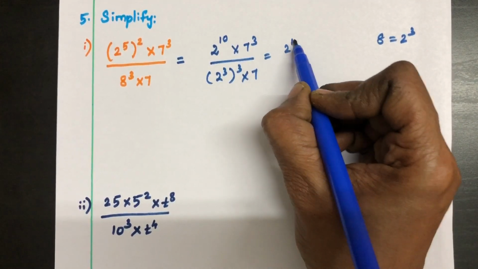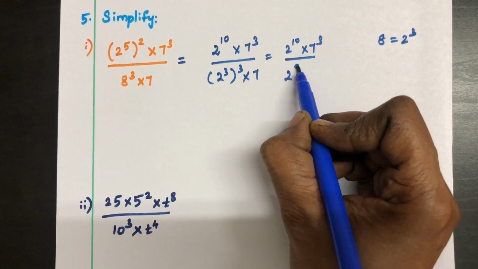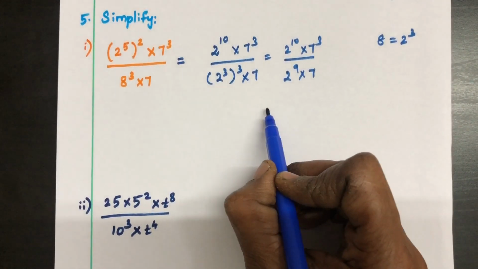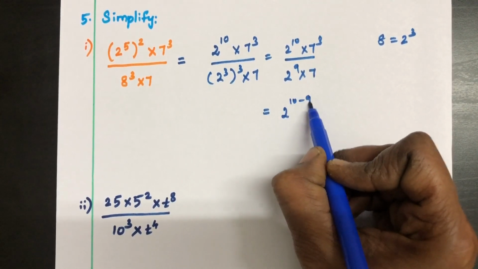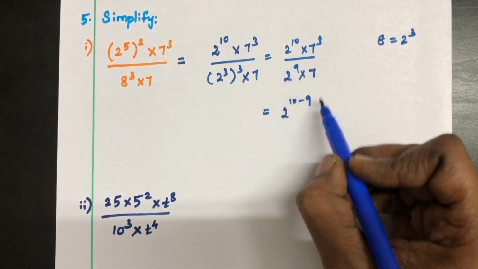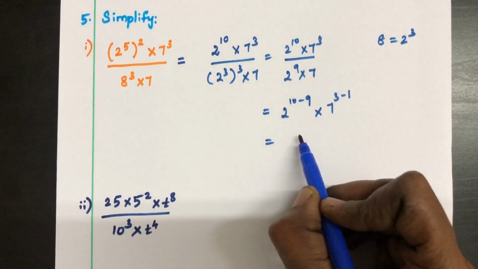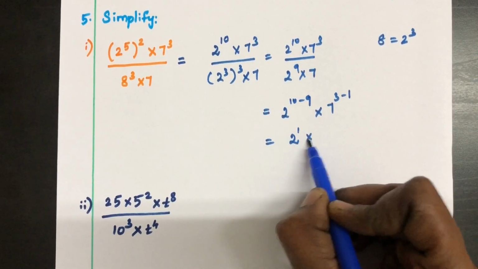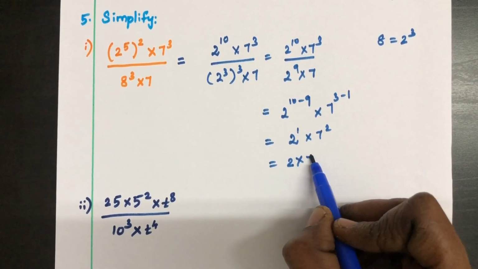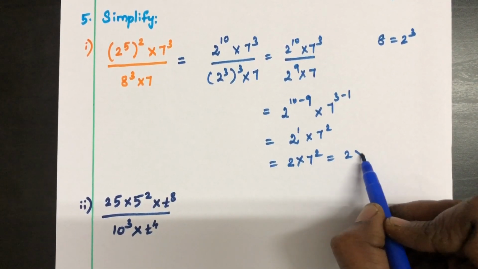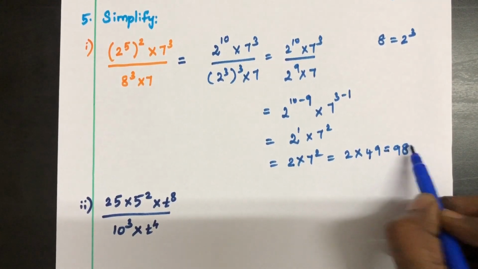This is 2 power 10 into 7 cube divided by 2 power 9 into 7. See, in division, if the bases are equal, we can subtract the powers. So, 2 power 10 minus 9 into 7 power 3 minus 1, which is equal to 2 power 1 into 7 power 2. This is 2 into 7 square. Otherwise, 2 into 49, which is equal to 98 is the answer.